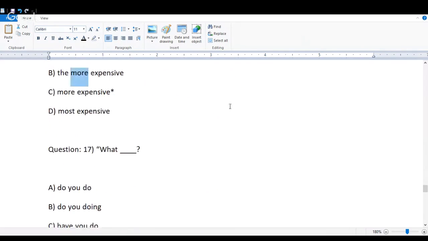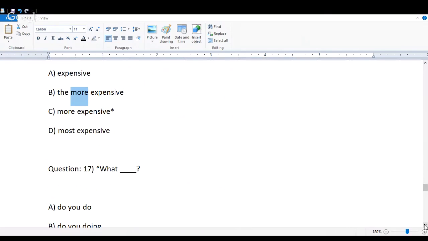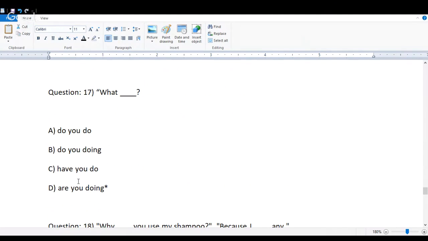All right, good. So for 17, let's get down here. So what are you doing is our correct answer here. What do you do? What does that mean? See, what do you do is actually okay, but it depends on the context. Usually it's asking for occupation, asking for a job. Exactly. What do you do? I'm a teacher. That's correct. So I'm not a huge fan of this question, I suppose, but it's okay.